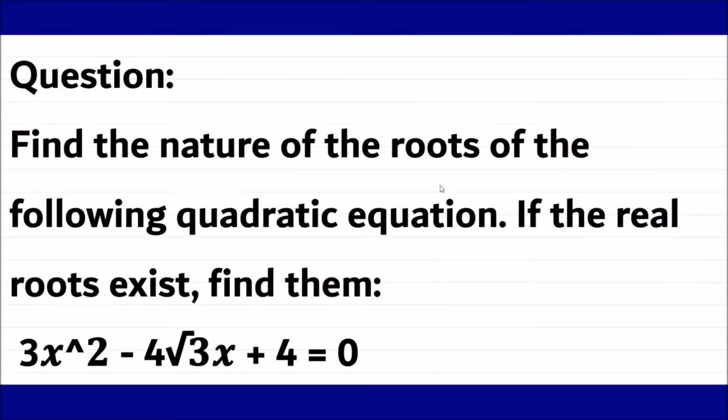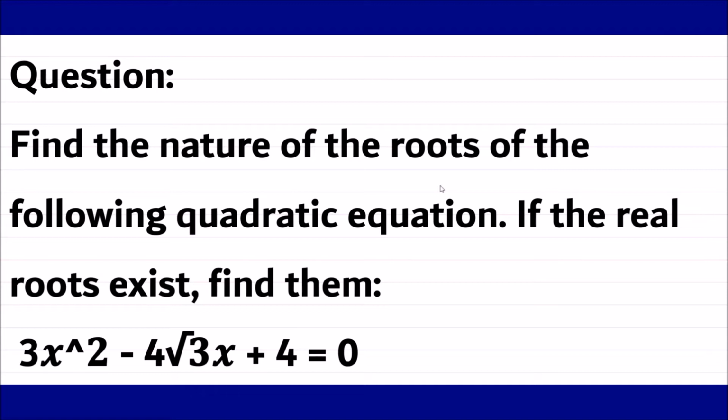The given question is: find the nature of the roots of the following quadratic equation. If the real roots exist, find them. The given equation is 3x² − 4√3x + 4 = 0. So guys, this question is very straightforward, and it is asking us to find out the real roots of the given equation, if they exist.